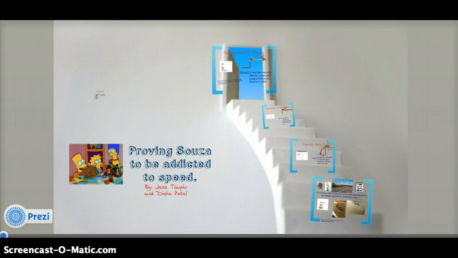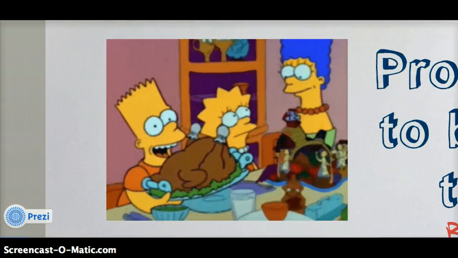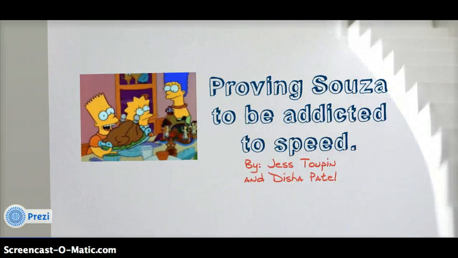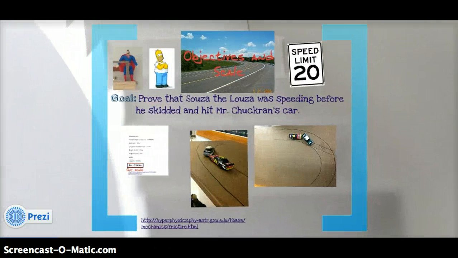To start, to give you a little bit of background, we think Mr. Souza was speeding because he was eager to get home to his wife and kids to have some delicious fresh turkey from Daigle's turkey farm. Our goal was to prove that Souza the loser was speeding before he skidded and hit Mr. Chuckran's car. The speed limit was 20 miles per hour, and Souza was driving on a dry road, and we took pictures of the mock accident to prove that he was speeding.